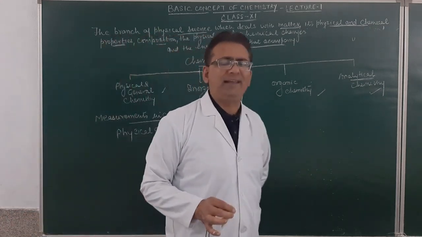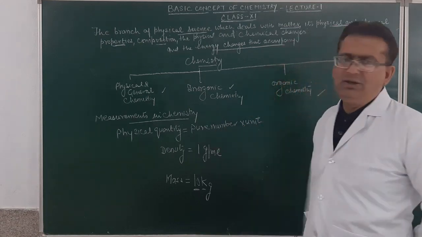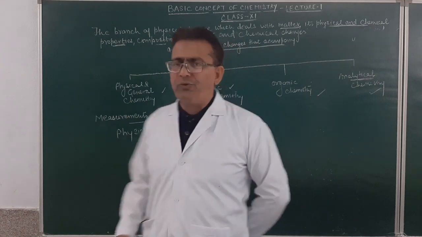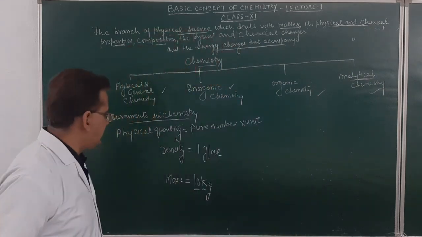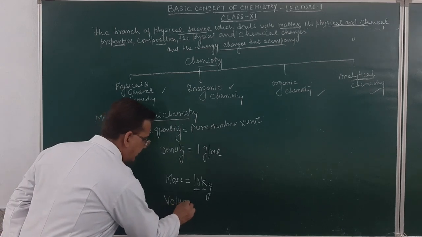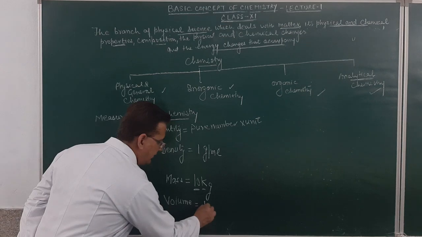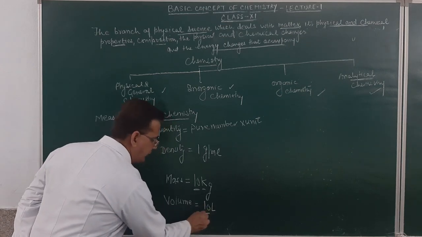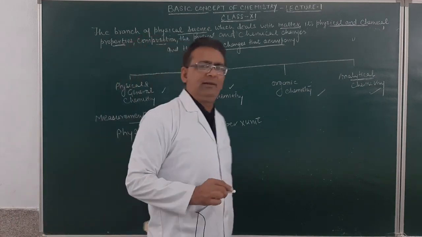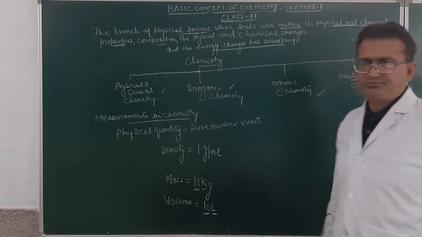So how do we represent a physical quantity? It is a pure number multiplied by unit. Suppose we write the volume, expressed in liters. Volume will be, suppose, 10 liter. This is a pure number and this is a unit. So any physical quantity is represented as a pure number multiplied by unit.